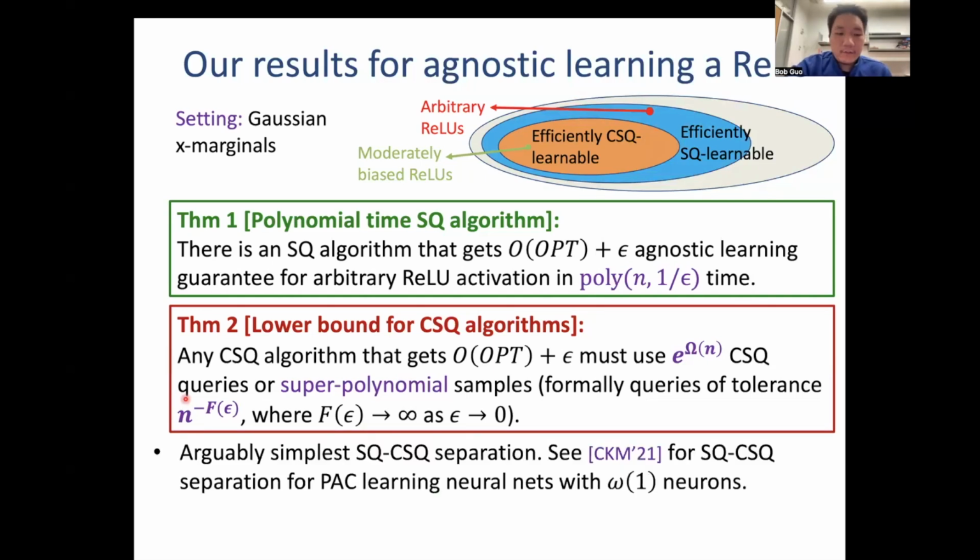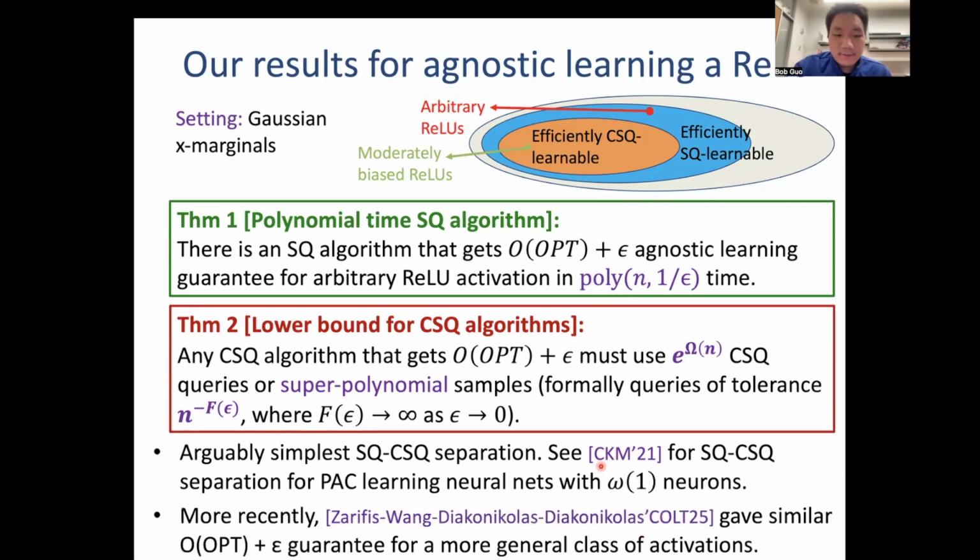And arguably, we have identified the simplest separation between SQ and CSQ learning algorithms. This separation was first discovered by the CKM paper when it was studying PAC learning of deeper networks. And more recently, a paper also appearing in COLT 2025 gives a similar guarantee, O(opt) plus epsilon, for a more general class of activations that actually includes biased ReLUs.